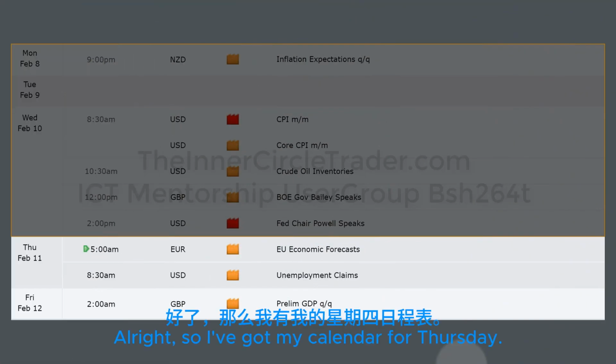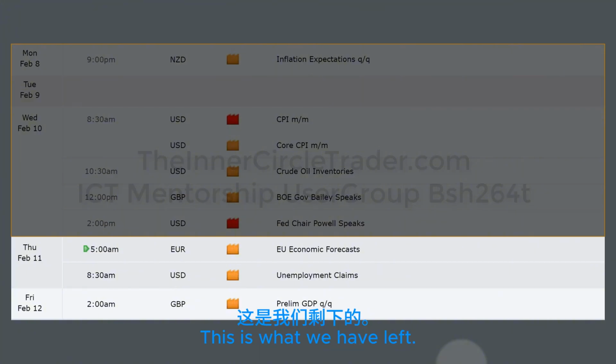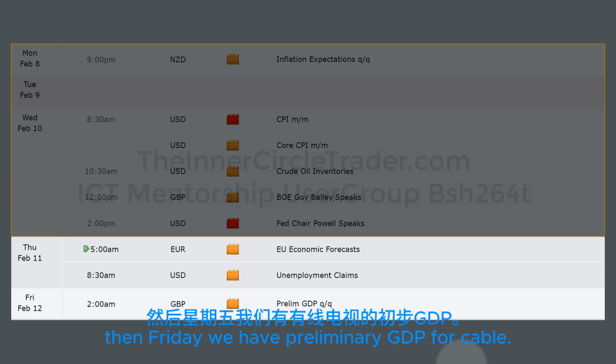All right, so I got my calendar for Thursday. This is what we have left. Essentially the unemployment claims for the New York session tomorrow. That's what I'm really focused on primarily. And then Friday we have preliminary GDP for cable.